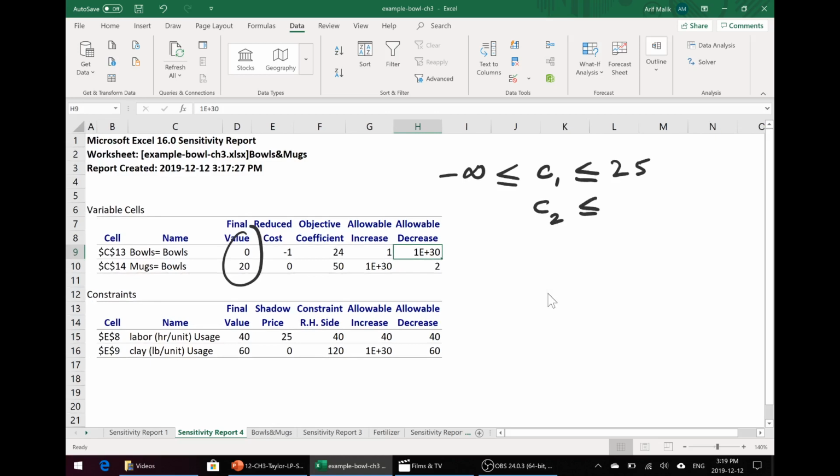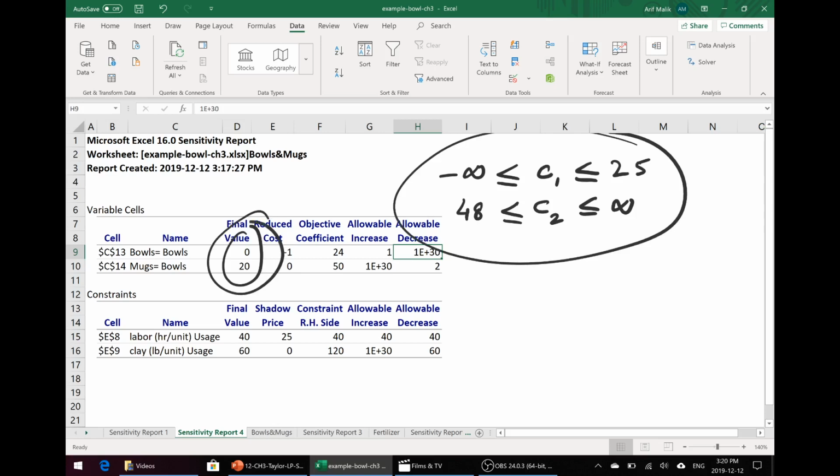And in the same way, if we look at C2 here, it is telling us that the allowable increase is 10 raised to power 30, which is infinity in Excel. So it is infinity here and less or equal to, and make it 48. So within this range, this corner point, which is the new corner point, is not going to change.